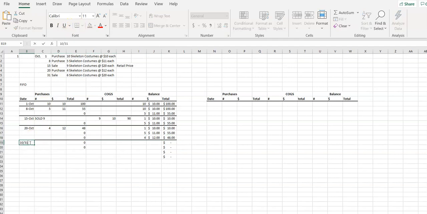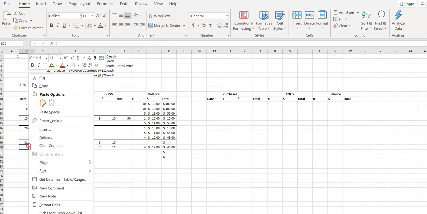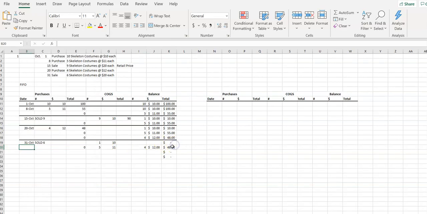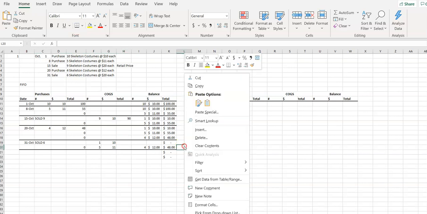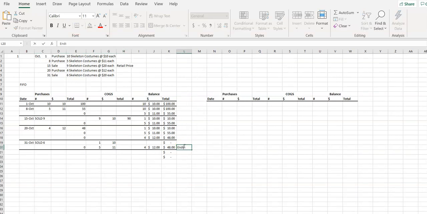Then on the 31st, I sold 6. All right, so it's first in, first out. So my 1's going to go, and then my 5 at 11. So I have 6 here. The 1 is gone, the 5 is gone, and that leaves me with 4 at 12. Okay, so this is 48. This is my ending inventory.